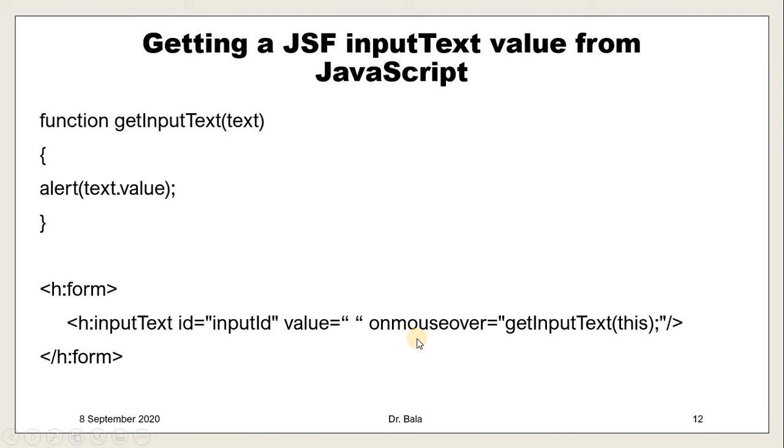For example, I call a different event, onmouseover, which will call our JavaScript. My JavaScript is getInputText of this. So this represents the current object here. getInputText is a JavaScript method. Whatever parameter you declare here, through this we will get the value. So text.value will give the value typed in the text field. The value we received, I am showing through the alert message. So the alert message will give whatever we typed here. This is getting the JSF input text value from JavaScript.